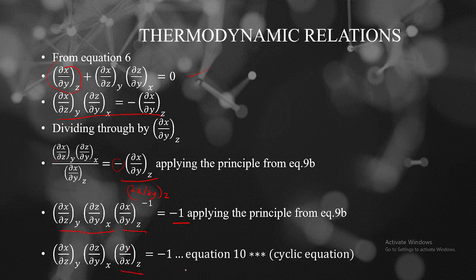So this expression is what we call the cyclic equation, right? So we had del x del z at constant y times del z del y at constant x, and then we had del x del y at constant z inverse. Because it's the inverse, we have to reciprocate. So I can switch the positions of the x and y and make it rather y and x, being equal to my negative 1. So this is what we call the cyclic equation.